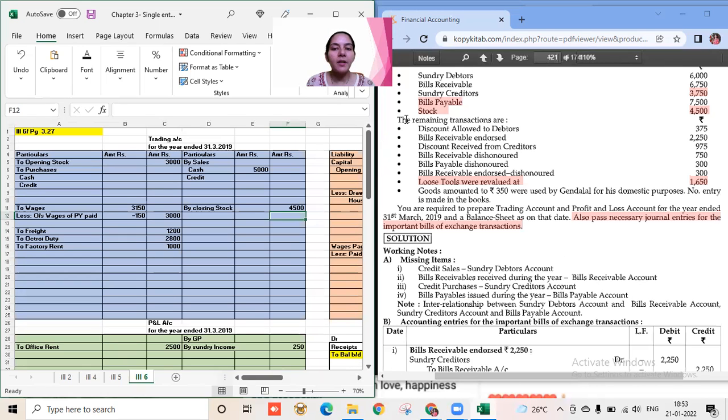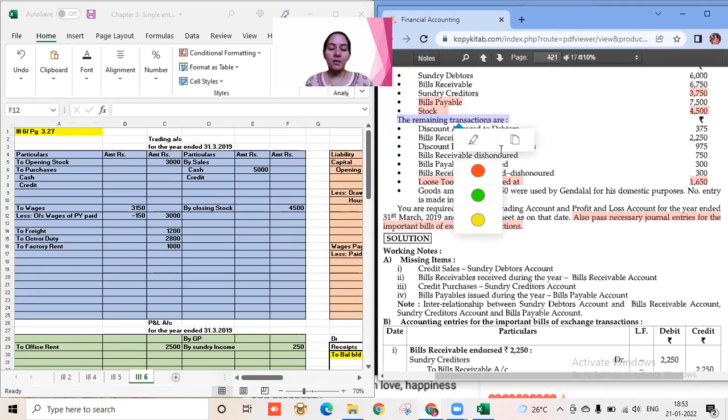Okay. Then they have given the remaining transactions, for which we again have to give the two impacts, because this is only the additional information given.